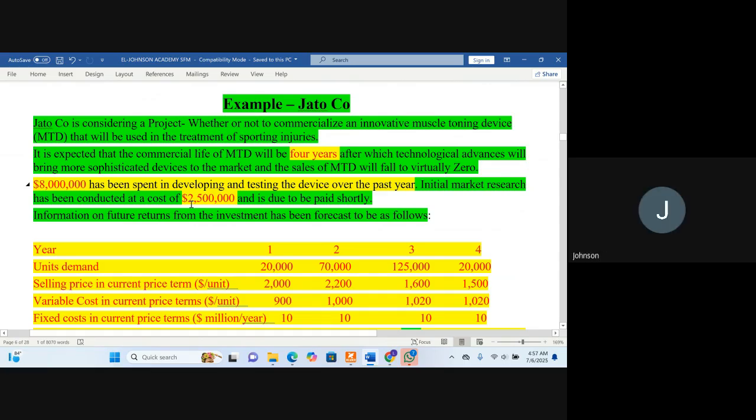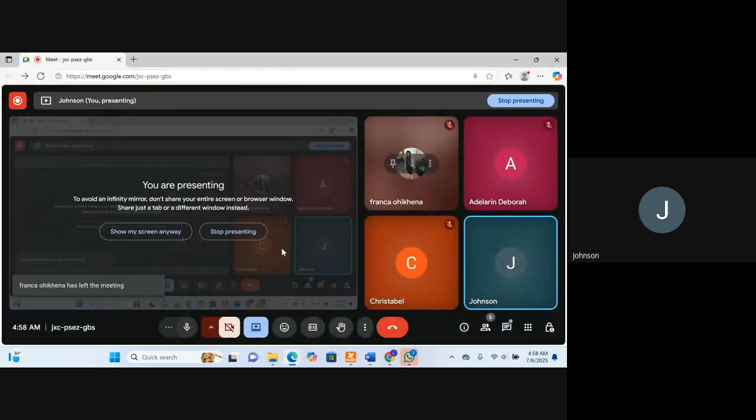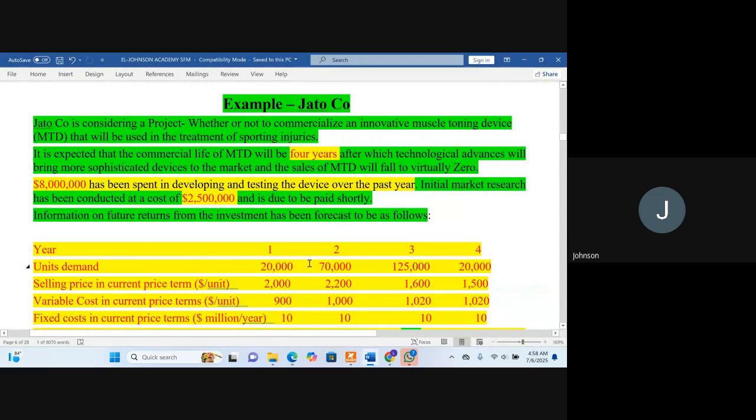Okay, so I need a volunteer. Somebody should read this question. Jatoko Co. Limited. A volunteer. Somebody, should I call a name, or does somebody want to volunteer? Okay. Madam Deborah, can you assist us?